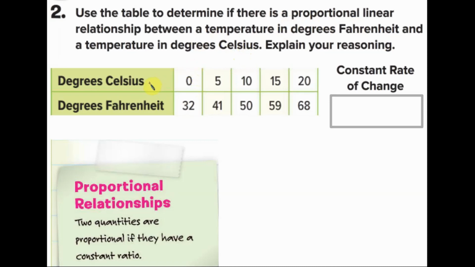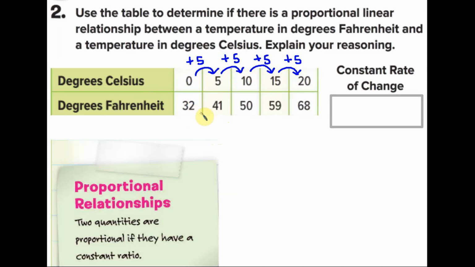The first one I see is degrees in Celsius. From 0 to 5, if I'm looking at the numbers, it looks like it's increasing. So 0 to become 5, I need to add 5. 5 to become 10, adding 5. 10 to 15, adding 5. And the last one, also 5. So you notice that my numbers are constant for degrees in Celsius. I just need to compare one more time for the bottom numbers.